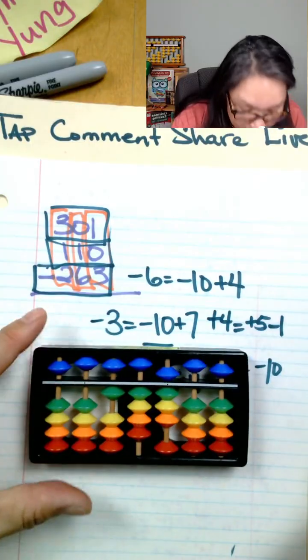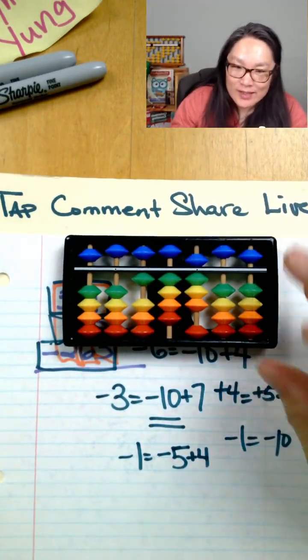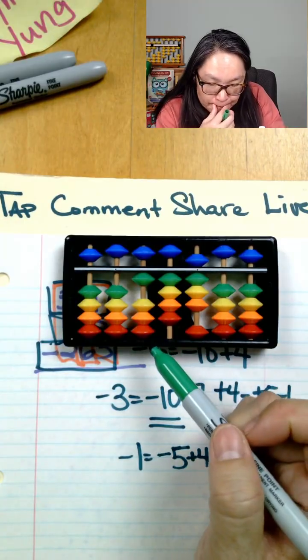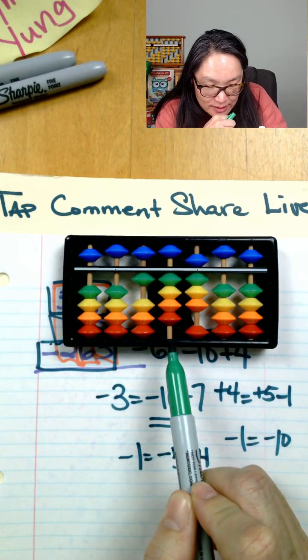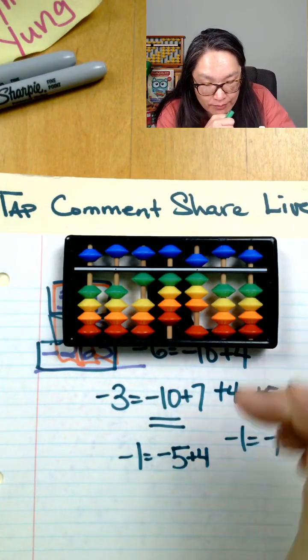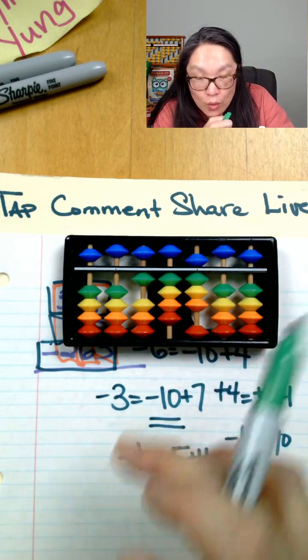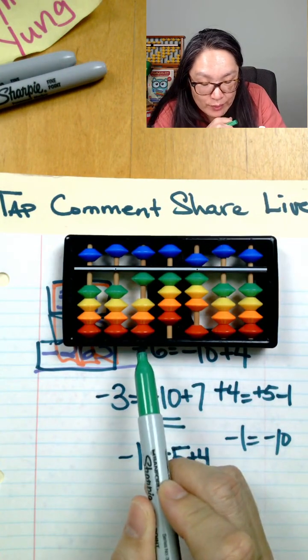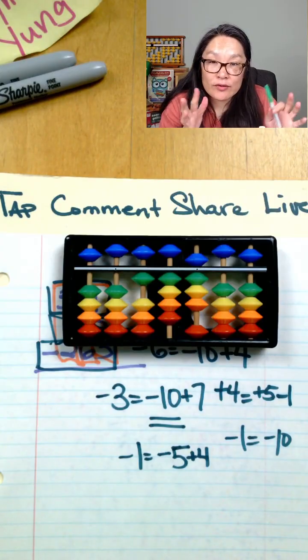So my answer is, anybody know what my answer is? What is my answer? Again, if I start with my 1s, my 10s, my 100s, the top bead is a value of 5. What is my answer on my abacus? Anybody know?